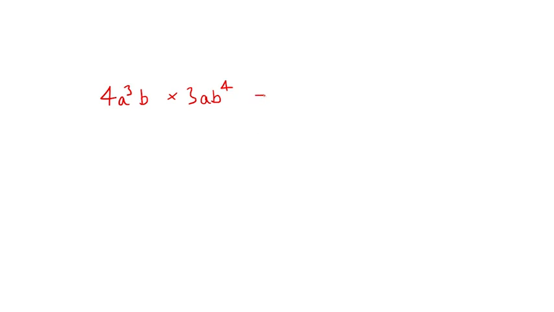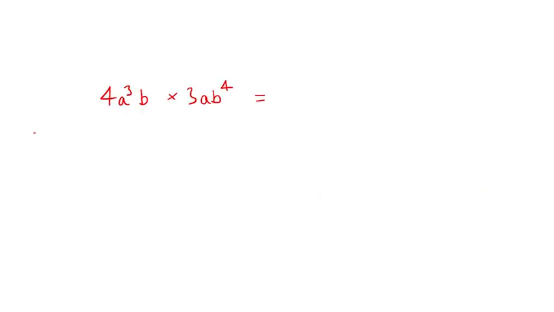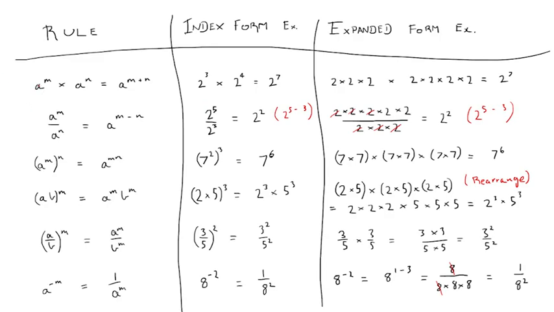Well, we need to look at all of the bases. They're not like terms this time, but we can use some of these index laws, especially if the bases are the same. If you look at these first two index laws, they relate to where you've got two bases that are the same and you're either multiplying them or dividing them. In this case, I've got a and a, so we should really look at the first one when you're multiplying the bases.